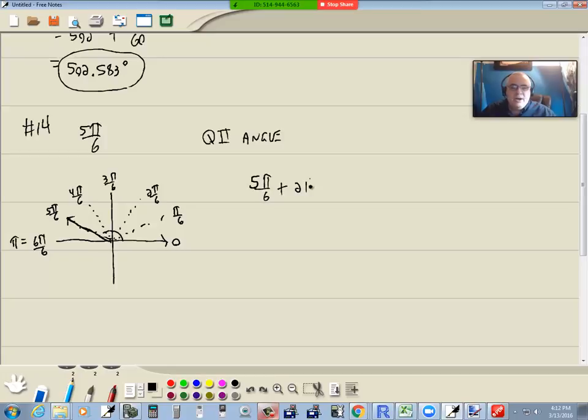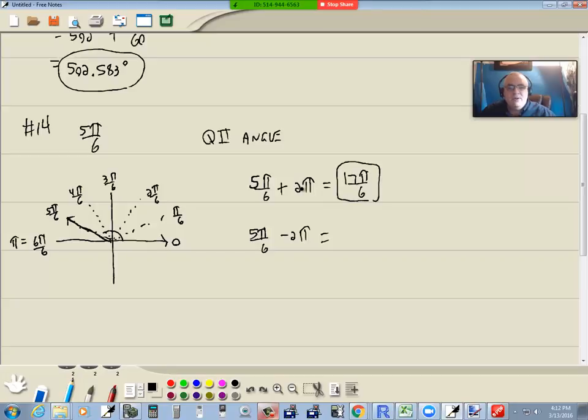And we could add 2 pi. Or we could start out with 5 pi over 6 and subtract 2 pi. Now this is a mixed number form here. If you ignore the pi's, 2 times 6 is 12, plus 5 is 17, we're going to have 17 pi over 6.